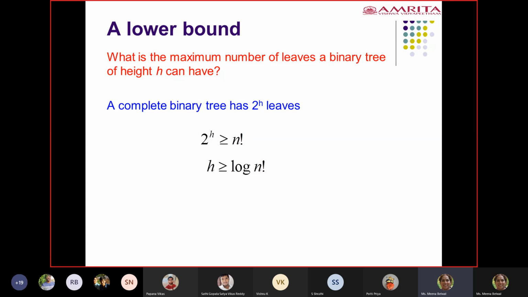If you take log on both sides, this is what you get. h is greater than or equal to log of factorial n, right? So if that is the case, you can say that the height h is omega of n log n, right? So it is log of factorial n. So what is factorial n? Factorial n is nothing but n into n minus 1 into n minus 2, like that you can do the computation, right?